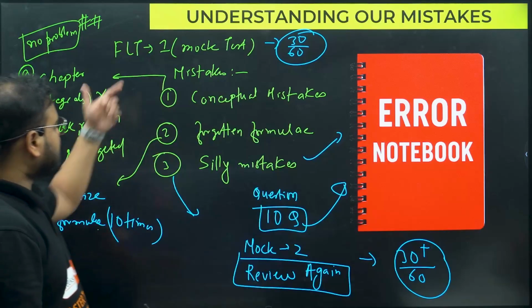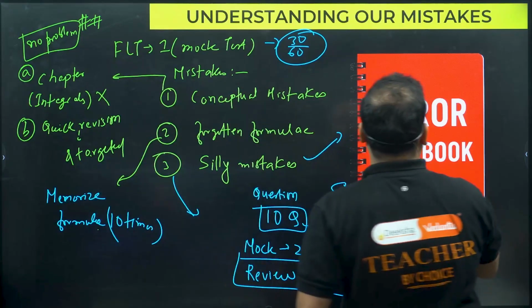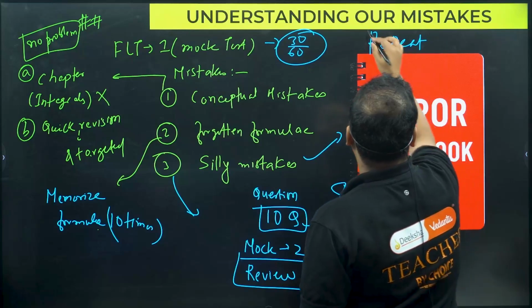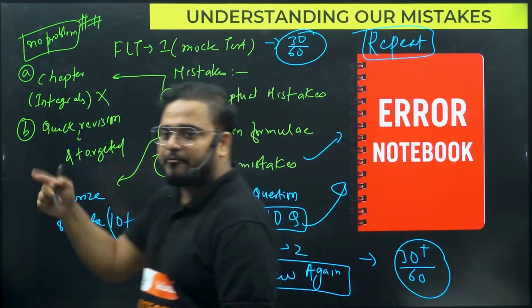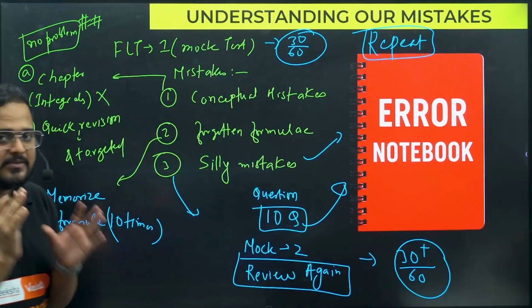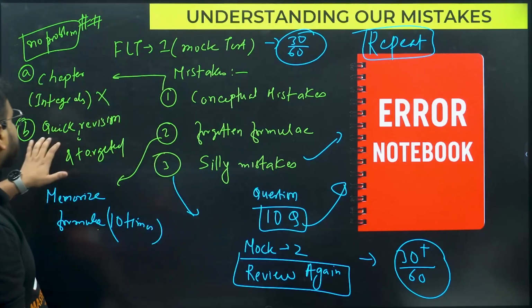Again, if there's a mistake, repeat this whole process. If this is after FLT1, you have to do what here? You have to repeat everything. Writing 4 mocks, repeat for the entire 4 mocks. 1 mock means the entire process. I hope this is clear. I hope this is very, very clear. Very, very important. This is the strategy part.